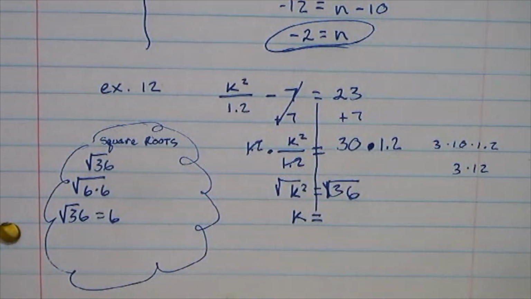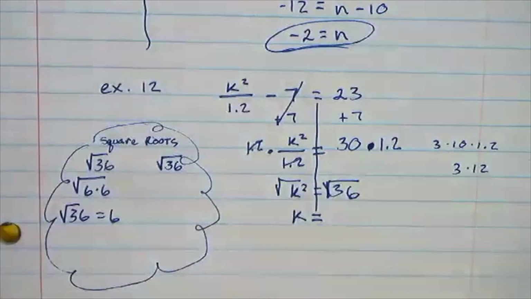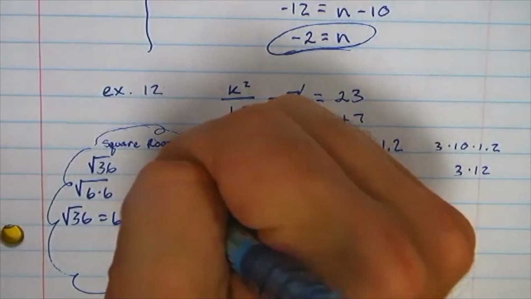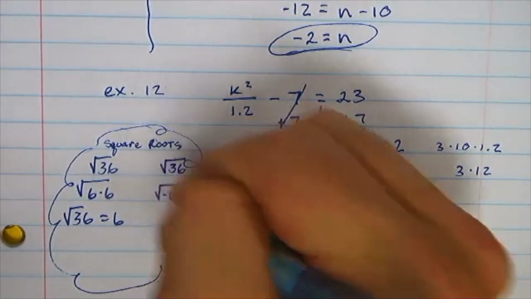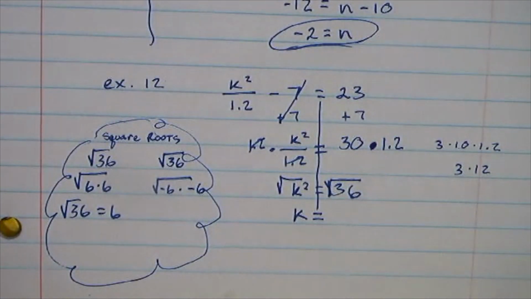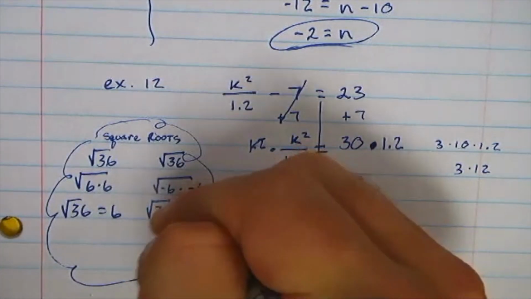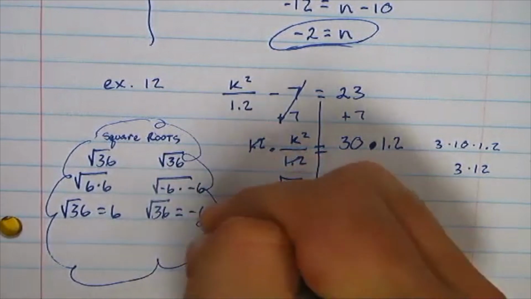And I would say you're absolutely correct. 6 times 6 is 36. But you can't overlook the other possibility. This is like an alternate universe. Or you could say the square root of 36 is negative 6 times negative 6. Still same number times itself. Negative 6 times negative 6 is equal to positive 36. So in that case, the square root of 36 is negative 6.